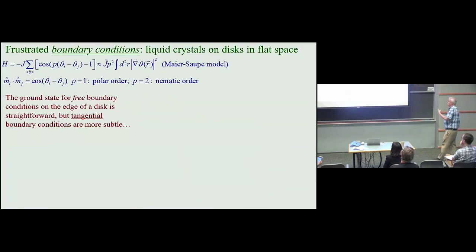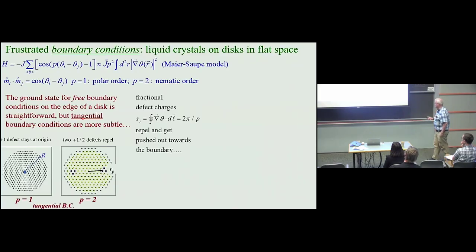And important for this talk will also be the effect of boundary conditions. Many of you know this, but it's important even on a flat disk. If you take one of these XY models, we can assign non-reciprocal dynamics if you wish, but let's just look at the minimum energy for now, before we make things active. This is a Meyer-Salpa model, if you like, of a liquid crystal. P equals 1 would be polar order, P equals 2 would be nematic order, P equals 6 would be hexatic order, for example. And if we look at what happens for P equals 1, well, it's kind of boring. We have these tangential boundary conditions, so let's consider those now.